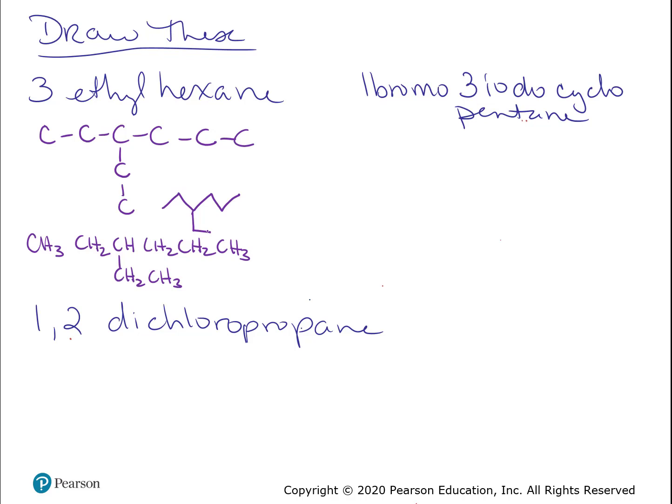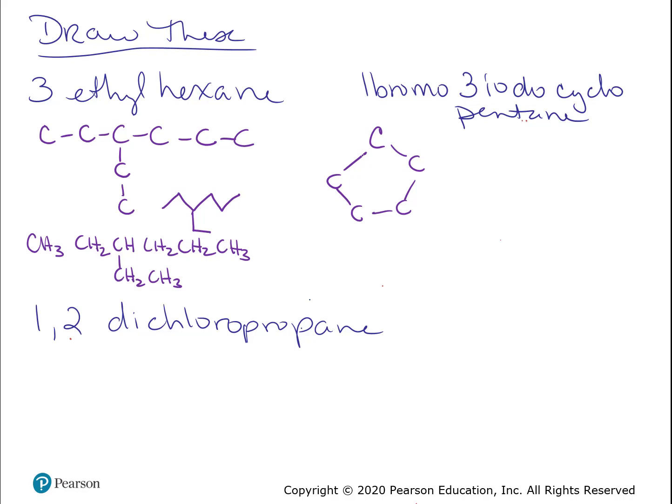1-bromo-3-iodocyclopentane. How do I draw that? What do I got to draw first? It's a pentagon, right? Because you see cyclo. When you see cyclo, you know you got to put a ring in. So I would do the rough outline of what the carbons would be. A cyclopentane is a ring of 5 carbons. Don't put anything else on until you put the others in.